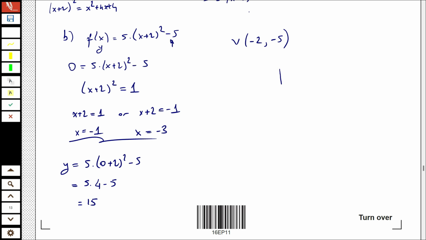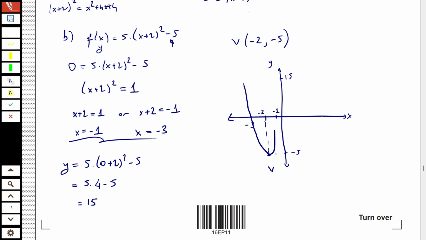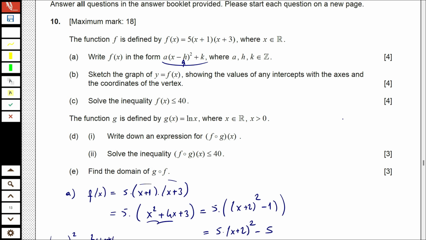So I can graph the function now. Here is the vertex point, minus 5. And the x-intercepts are minus 3 and minus 1. And the y-intercept is going to be 15. We can draw it like this, it can be better. So this is f of x.